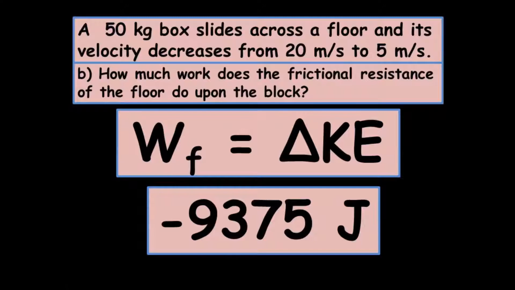Well, the net force is the friction. It's going to take a certain amount of distance to stop. Distance times the net force is going to be the work. If the net force is friction, it's the only force acting on the box, and it's contrary to the motion, so it's going to be negative. So it's going to be the same as the delta kinetic energy: negative 9,375 joules.